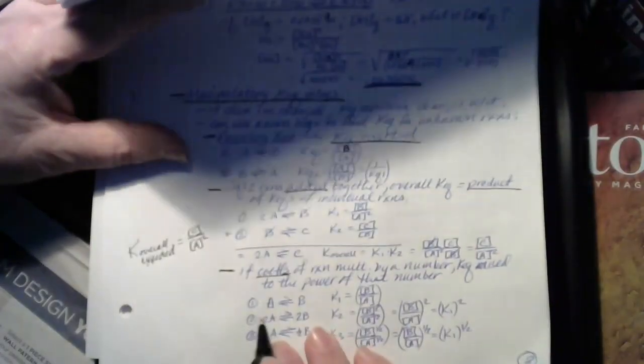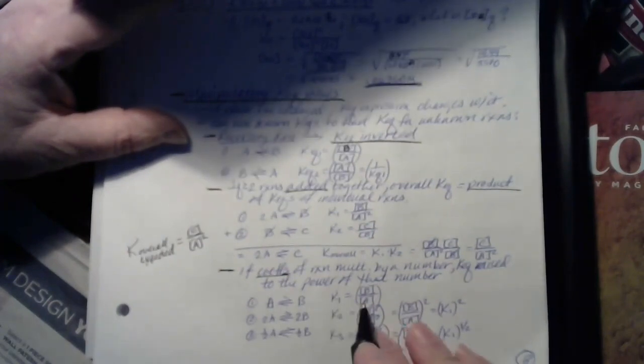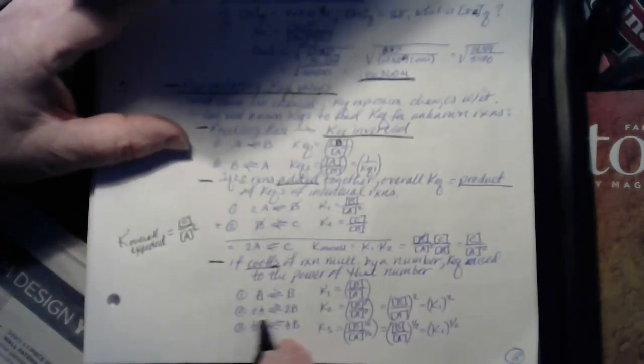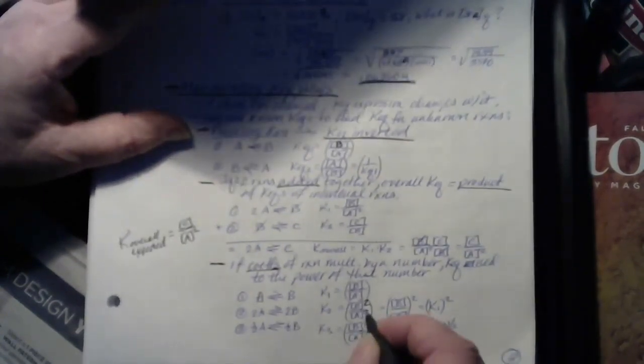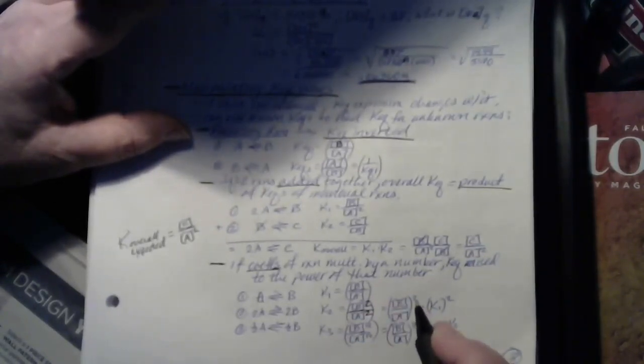And you can just see that here. If A goes to B, then the KEQ for that reaction is going to be B over A. If you double both of the coefficients and have 2A going to 2B, then K2 is going to be B squared over A squared, and that is B over A squared, or in other words, K1 squared.